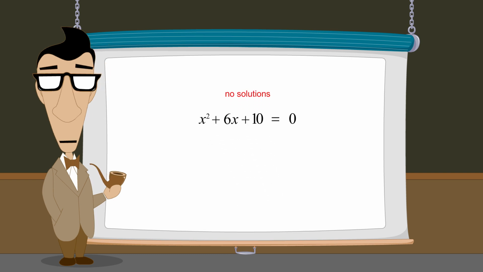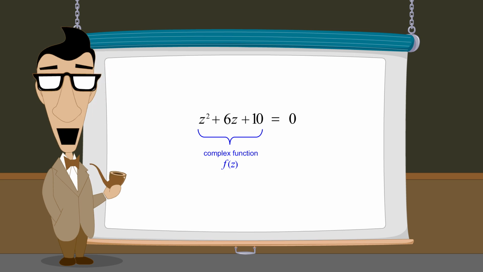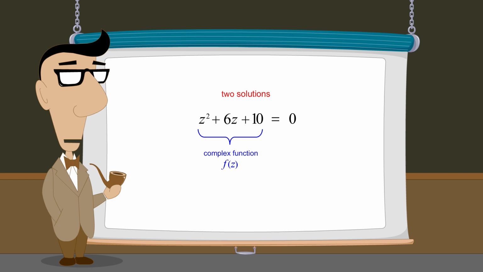However, this is only true if we limit the input values to real numbers. If we include complex numbers as possible values for the input variable, then there are two solutions that cause the output value of this function to be 0. In the lecture Imaginary and Complex Numbers, we calculated this equation's solutions: -3 plus i and -3 minus i.